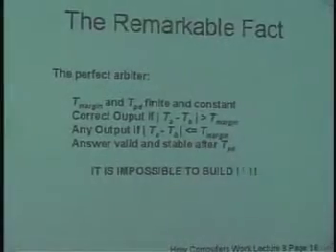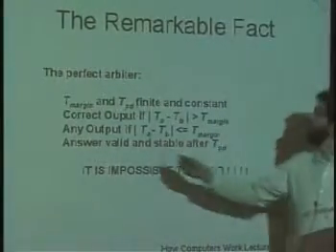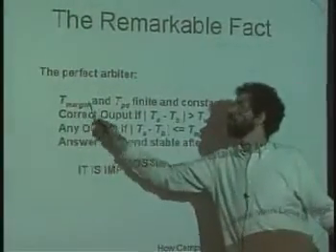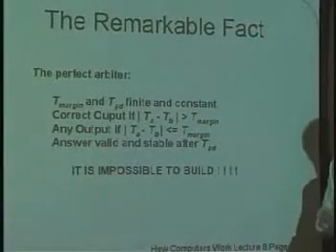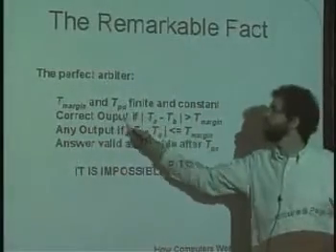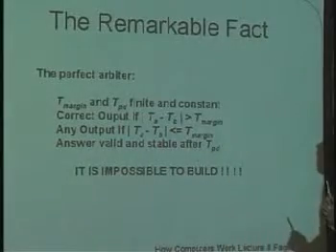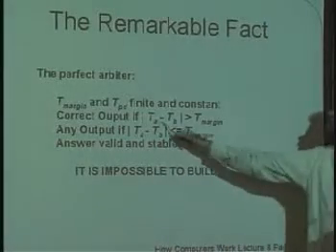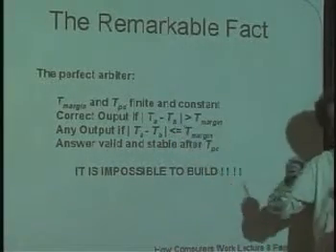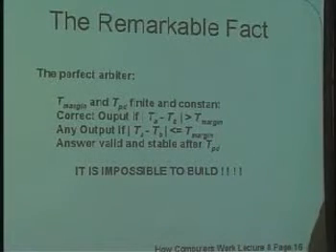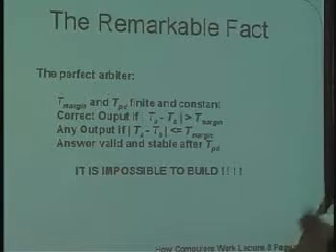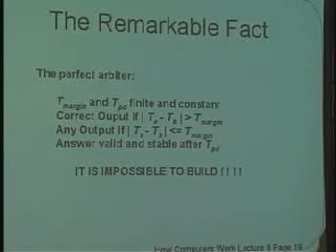Here's the formal definition. First of all, we have a constant called t sub margin, which is this amount of accuracy that we demand. And furthermore, we have a finite thing called t sub pd, which is the propagation delay of the arbiter. We say that if t sub a minus t sub b, the times of arrival of events a and b, is greater than t sub margin in absolute value, so if one is before the other by more than t sub margin, we insist that the output be correct.